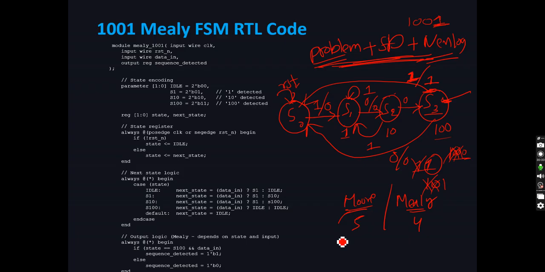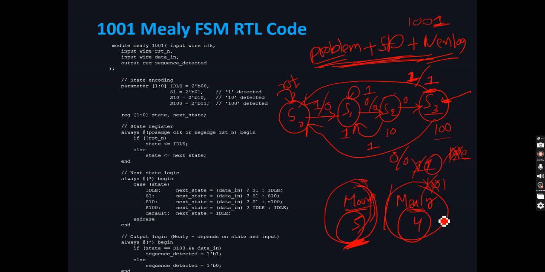So here the number of states are 5 and here the number of states are 4. That's why the circuit complexity of Moore is more. So automatically it needs more registers, it needs more circuit. Since it needs more circuit, automatically the speed is less. So that's why in Moore the fastness is less, but it has higher security.